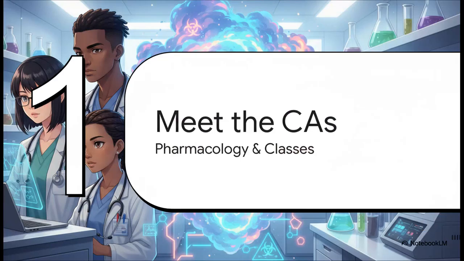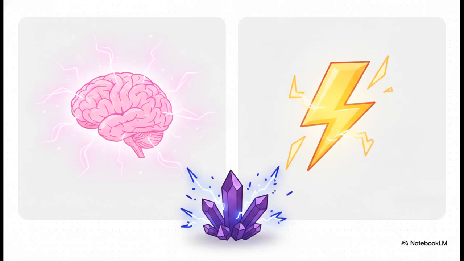Okay, Section 1, meet the cyclic antidepressants. Before our patient even gets to the resuscitation bay, we need to know exactly what kind of chemical weapon we're dealing with here. Cyclic antidepressants are mostly categorized by their molecular structure. First up, we have the tertiary amines. This includes amitriptyline, imipramine, doxepin, clomipramine, and trimipramine. These guys are strong inhibitors of serotonin reuptake, and they're notoriously tricky because they actually convert into active secondary amine metabolites once inside the body.